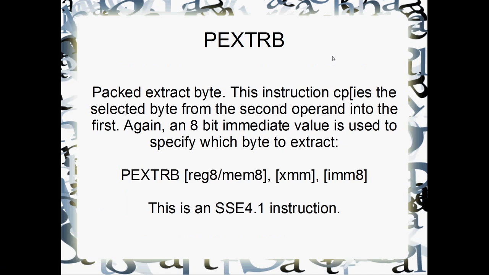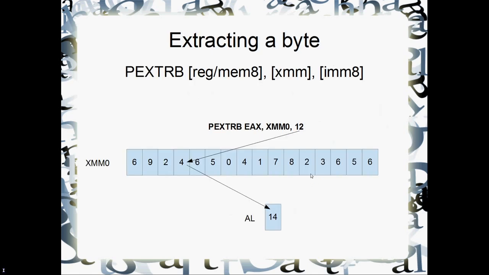Okay, likewise we've got extracting bytes. This is pretty similar as well, only this time the 12th byte will be copied from the SSE register and placed into AL. So I've used EAX again, but it's AL that will get the actual value. So the 12th byte of XMM0 is actually 4. I'm not sure where I got 14 from.